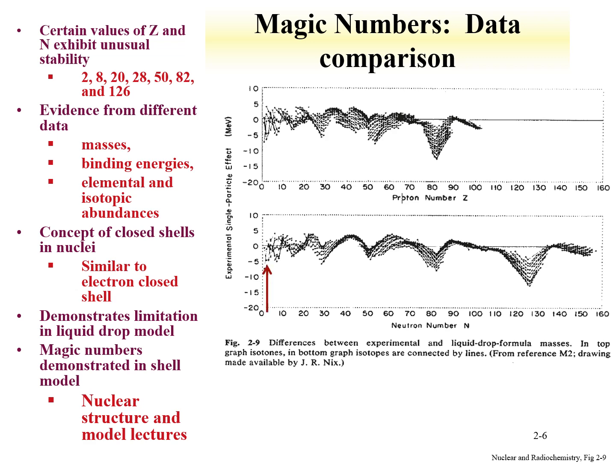We see that at 2, 8, 20, 28, 50, 82, and 126 for both the neutrons and the protons, we see these variations. And this is kind of evidence that there's some stability going on at these numbers. So we get unusual stability exhibited with 2, 8, 20, 28, 50, 82, 126. We're going to see that these are magic numbers.